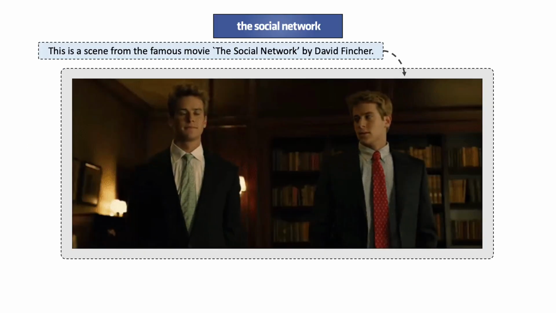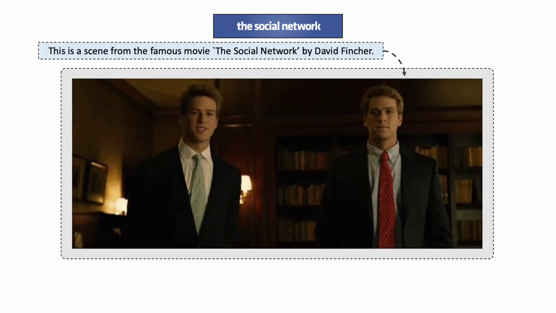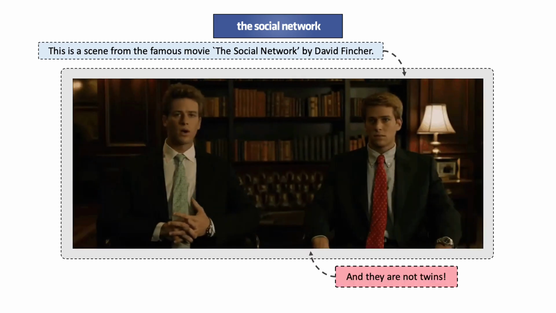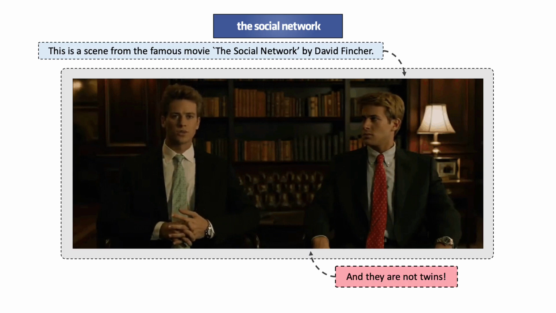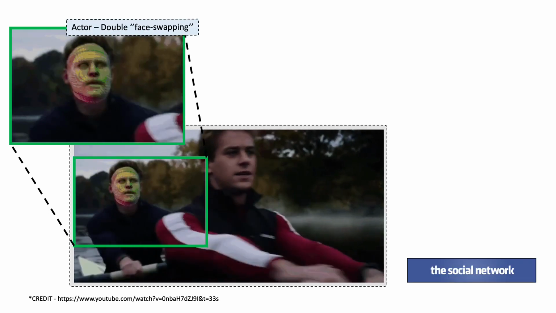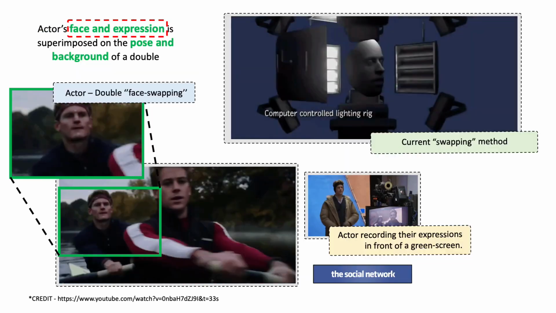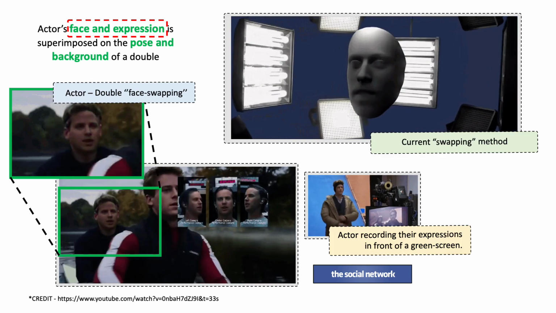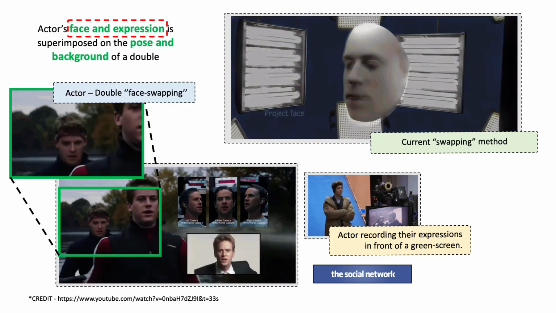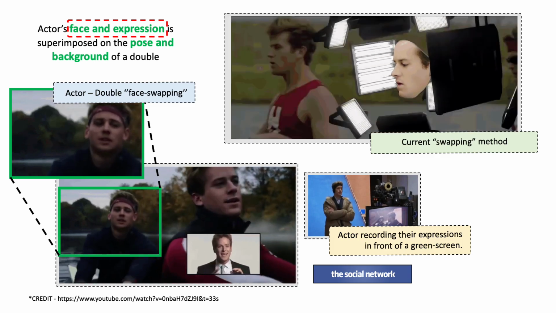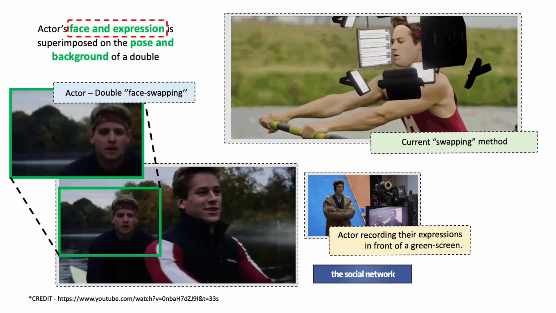Do you remember this famous scene from the movie The Social Network directed by David Fincher? And did you know the twin brothers are actually played by a single actor, Armie Hammer? At the time of the movie shoot, one of the brothers was always a body double. The scenes are then later edited in post-production where the face and the expressions of the main actor are superimposed on the face of the body double. Please note that here, the pose and the background of the original video is still retained.